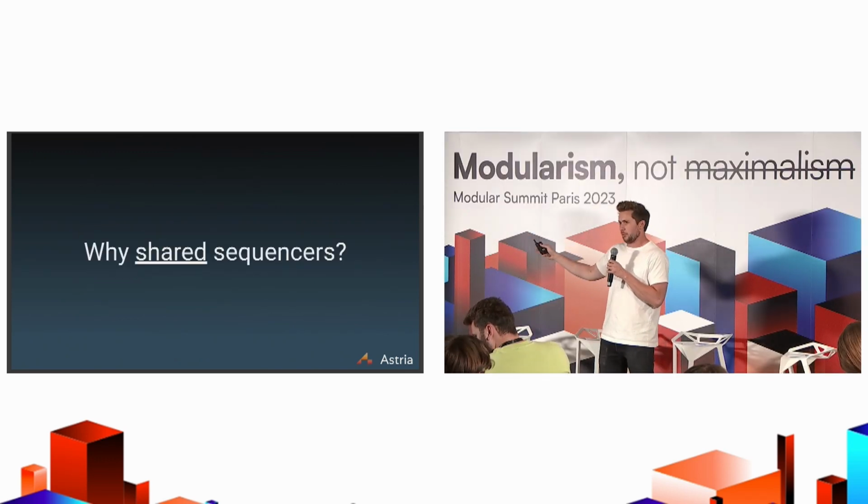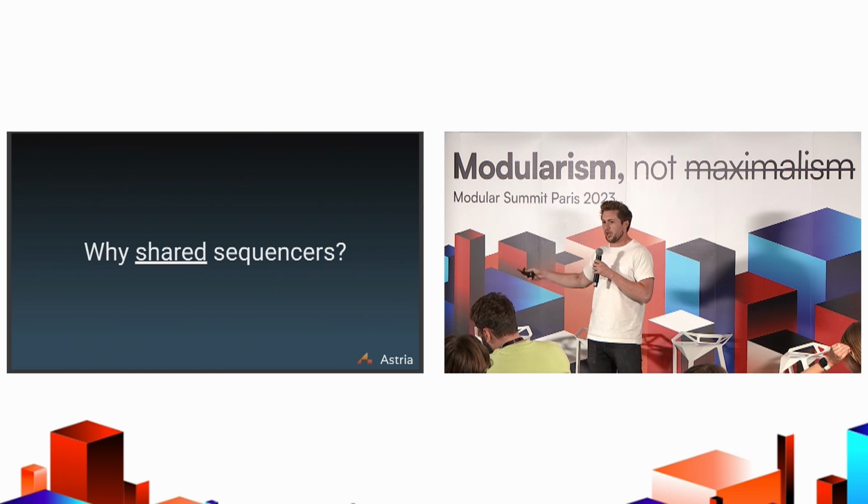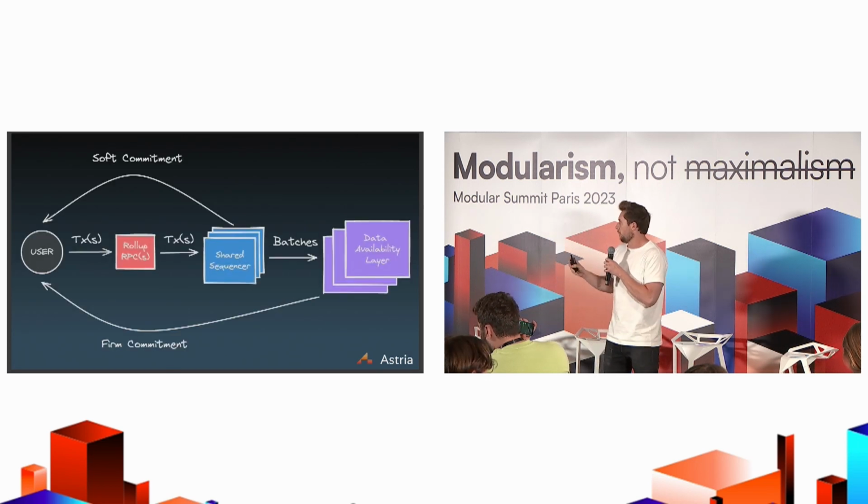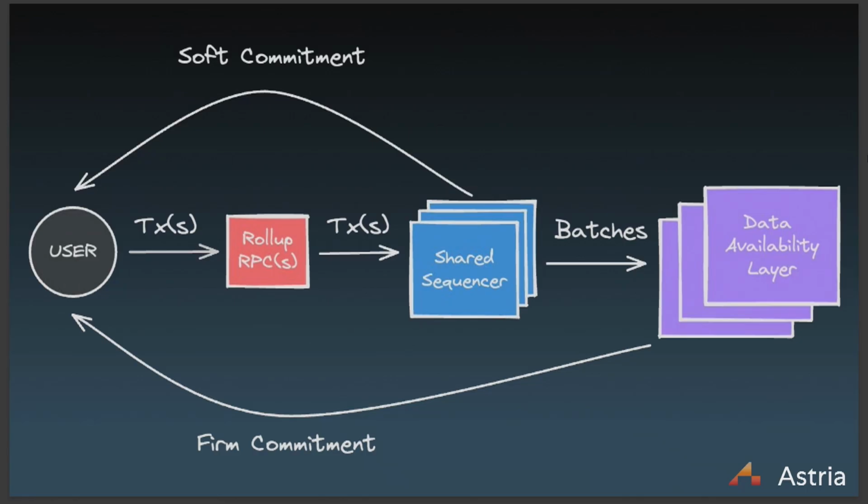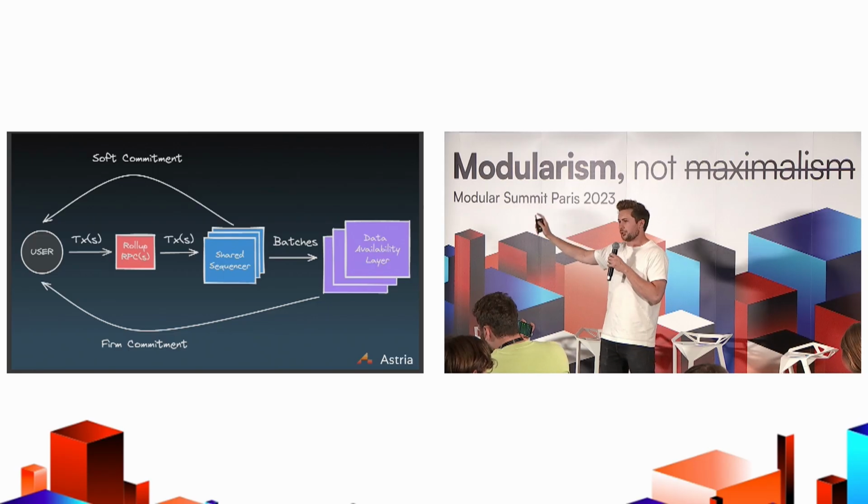So why shared sequencers? Why would we want to go from a decentralized set for one rollup, and many rollups having many decentralized sets, to shared? And this is the model we're going to posit for this. You'll still have a user. They'll communicate with the RPC for a given rollup. So this is your MetaMask to a Geth node or whatever. And it will push transactions to a shared sequencer. We implicitly assume the shared sequencer is decentralized here.